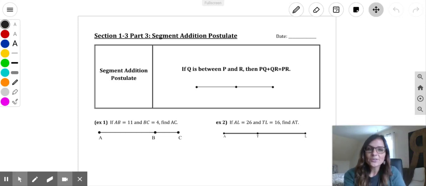Hey guys, so this next lesson is a continuation of the same section that we've been working on, except now we're measuring segments with something called segment addition. So I will define what it is and then we'll do a few examples. All right, here we go.